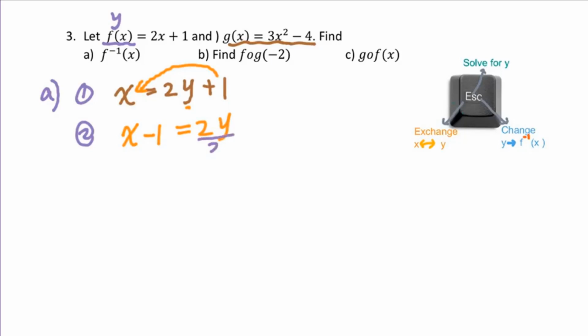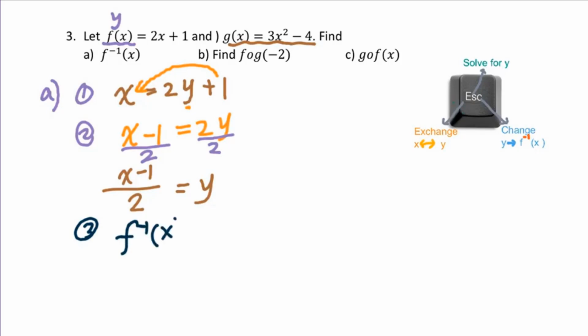Then I divide by 2. We got y equals x minus 1 over 2. So third step, change y into the inverse symbol equals x minus 1 over 2.